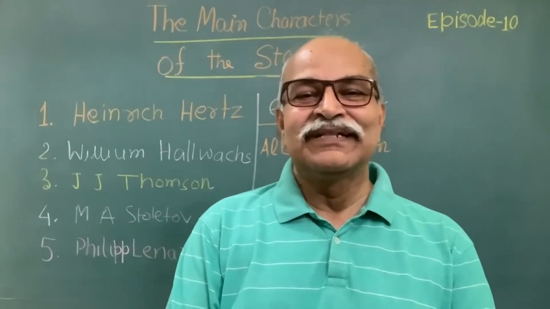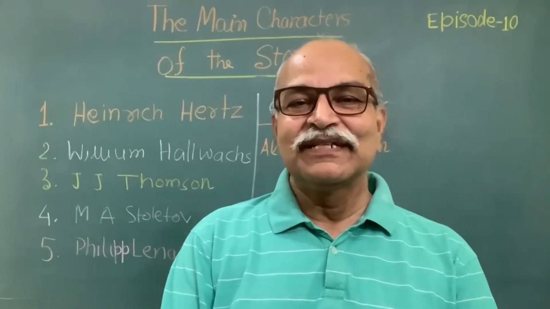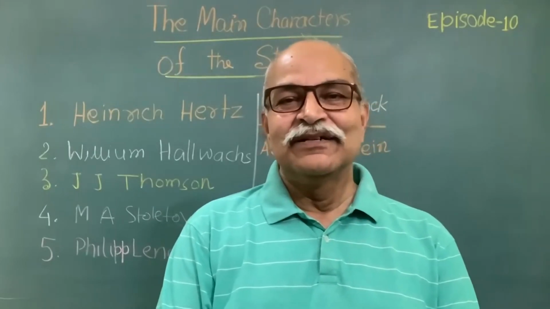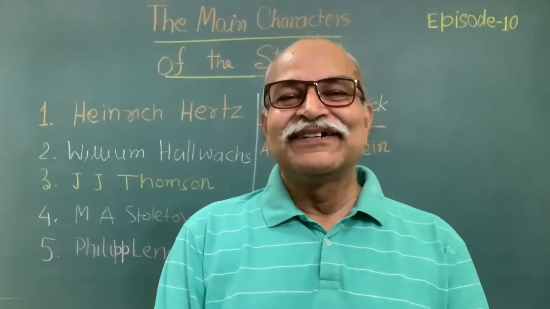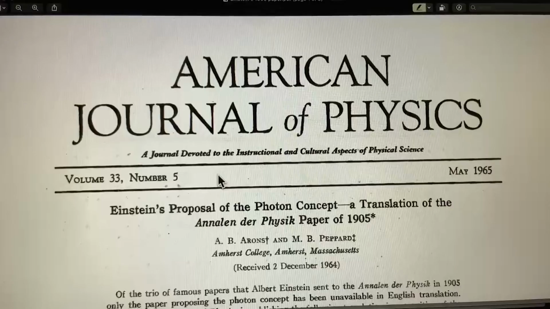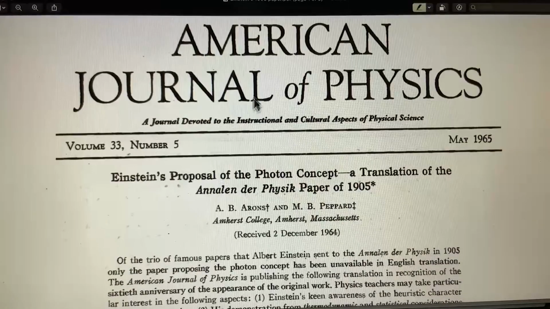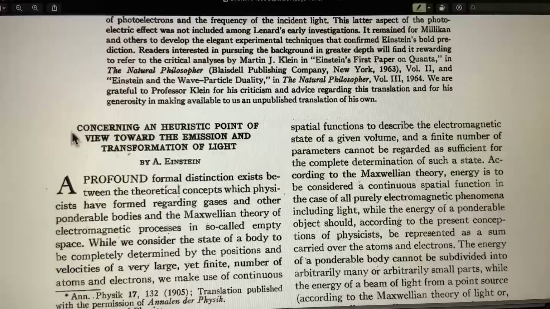Alright, so we will take the original paper of Einstein, the English translation, of course, the original was in German. We will take that translation, see some parts of it, and get a feel for what research was there and how it was related to the photoelectric effect. So here is the English translation of Einstein's original paper, published in the American Journal of Physics, May 1965 issue. Here starts Einstein's paper translated.